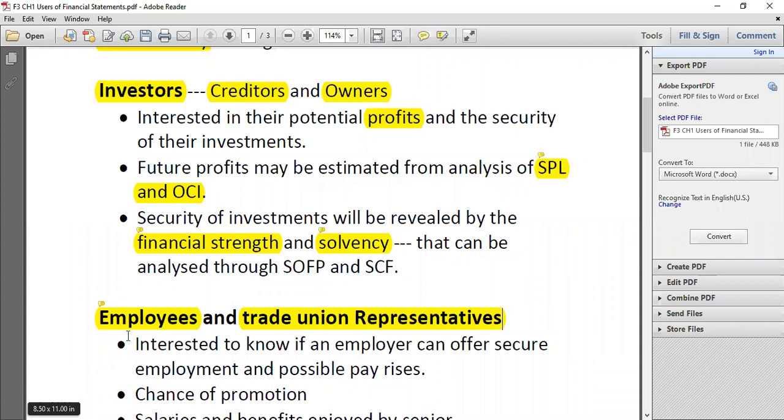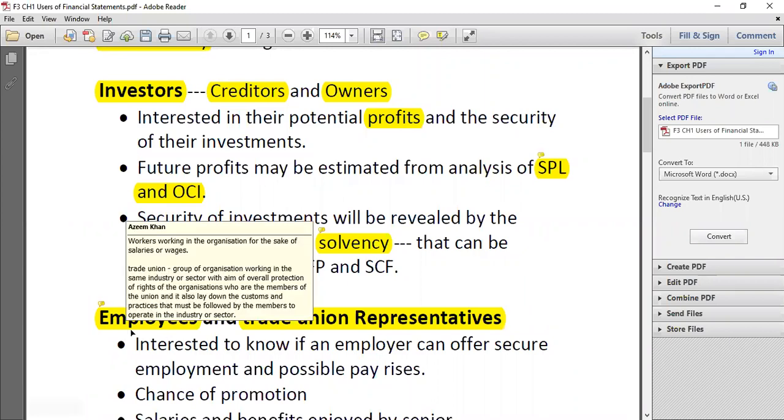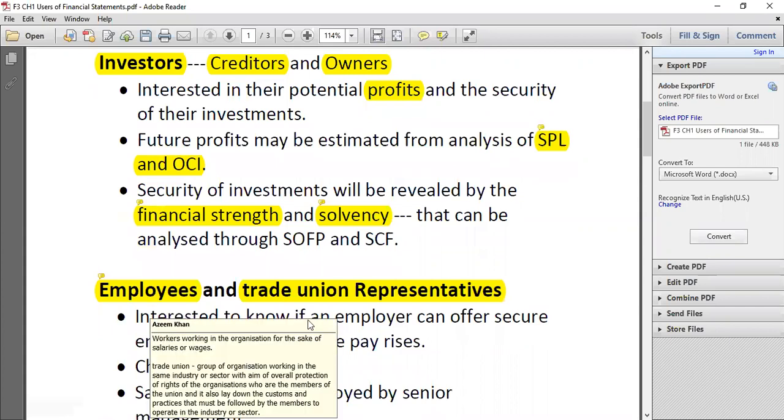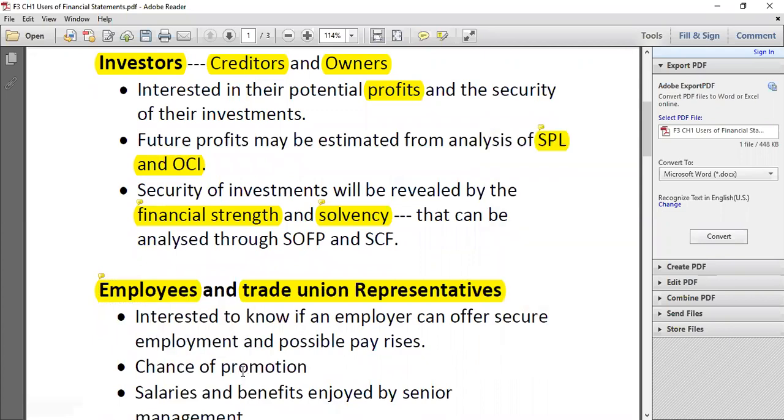Okay, should I move on? Yes. So what are the needs? What are the needs of employee and trade union? Now, first of all, I will discuss about the employee. So employee will check this thing.